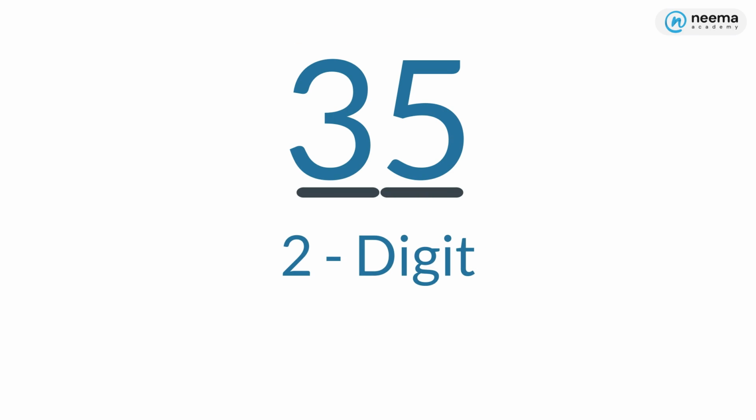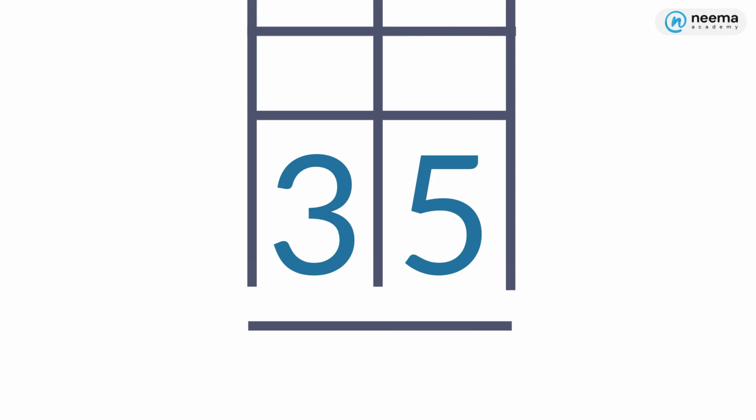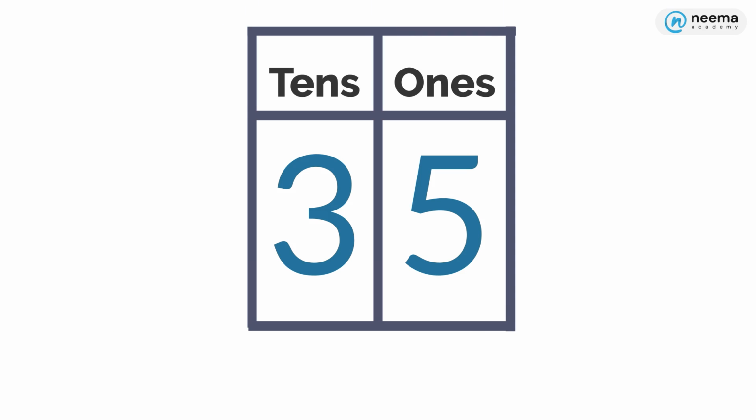Now, in the number 35 we have two digits. There are two numbers that make up the number 35. A 3 and a 5 make up the number 35. We are learning about place value, and in the number 35 there are two places. There is a ones place which holds the number 5 and the tens place which holds the number 3.